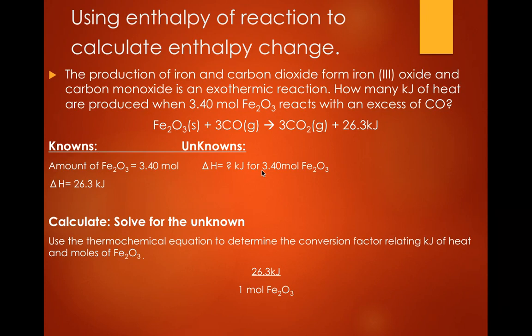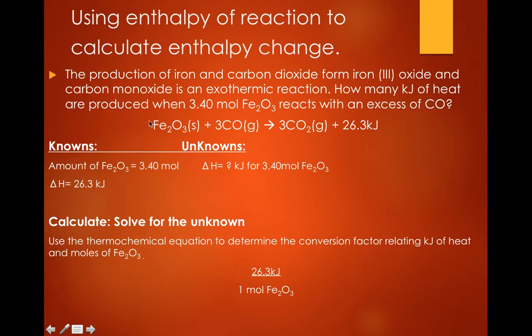So we have to do a little bit of stoichiometry, and you can do it. You've got this. You're gonna be great. Okay, so we're gonna calculate and solve for our unknown. That's the first step. We're gonna use the thermochemical equation to determine the conversion factor relating kilojoules of heat and moles of iron(III) oxide. So look, we have 26.3 kilojoules, and how many moles of iron(III) oxide do we have? Let's look for the number in front of the equation, our coefficient.